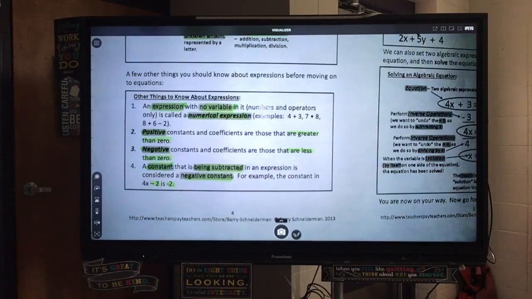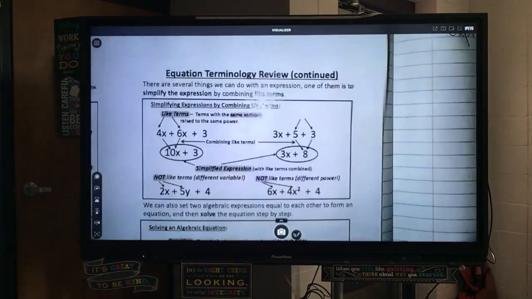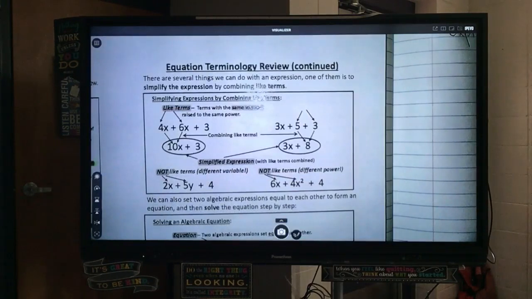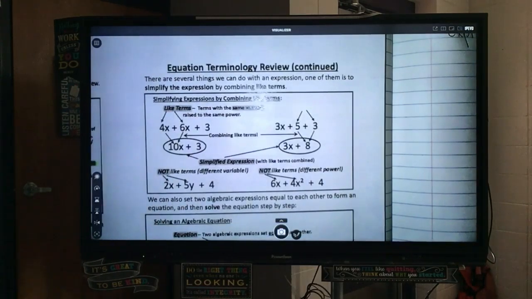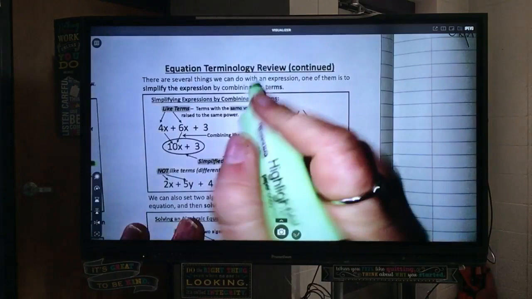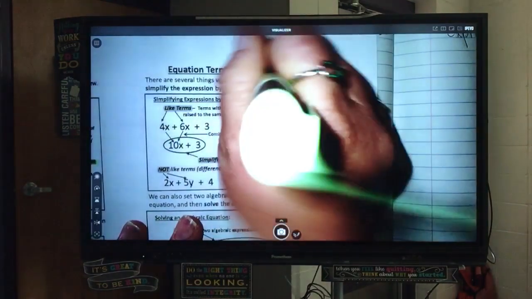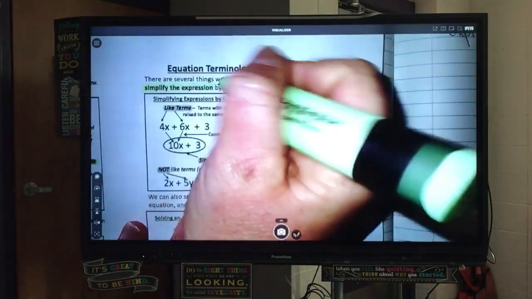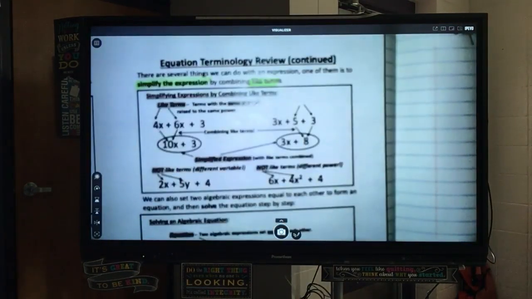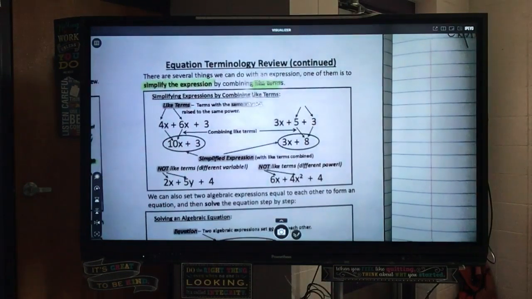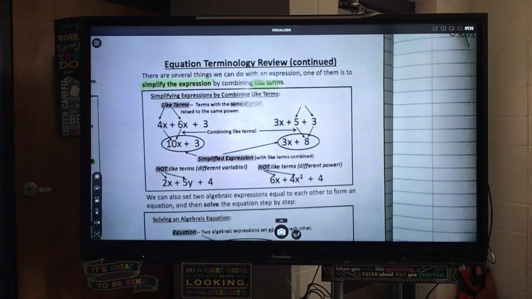Good? All right, slide over to equations. There are several things that we can do with an expression. One of them is to simplify the expression by combining like terms. All right, like terms. We've talked about it a little bit. But like terms are constants. What is a constant? Raise your hand. If you don't know what a constant is, look at your page on the left side. What's a constant? Hunter. A number that stands alone. A number that stands alone all by itself.